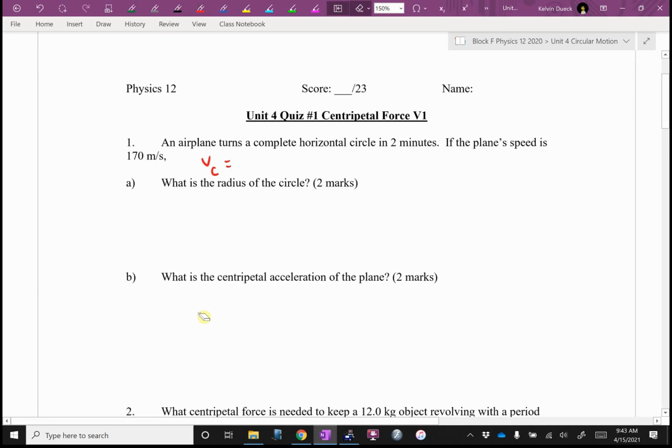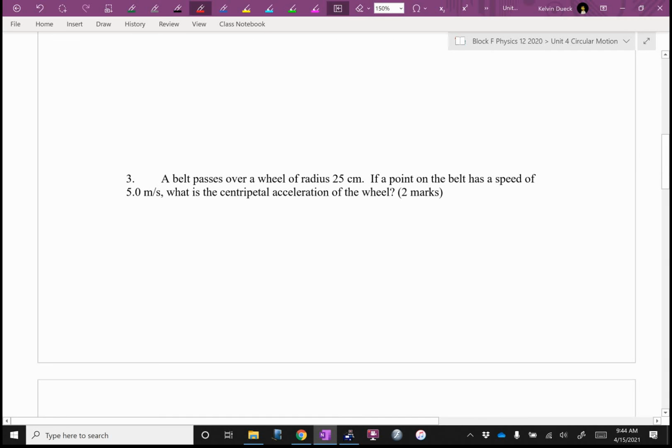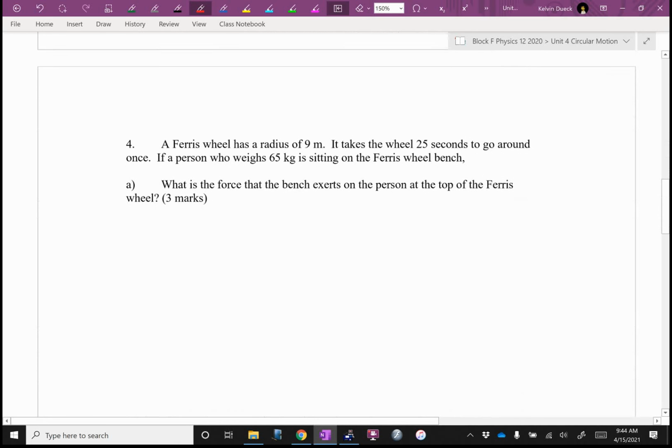Then B, to find the centripetal acceleration, once you know the speed and the radius, I think you'll use v squared over r to find the acceleration. So no free body diagram or anything for number 1. No free body diagram for number 2, because number 2 says what centripetal force is needed to keep a 12 kilogram object revolving with a period of 0.2 seconds and a radius of 6 meters. This is like when I ask you for the net force: no free body diagram, just plug and chug. Number 3 wants you to find the centripetal acceleration. No free body diagram required there either. I either gave you the speed or the period. I can't remember, but I gave you one of those.